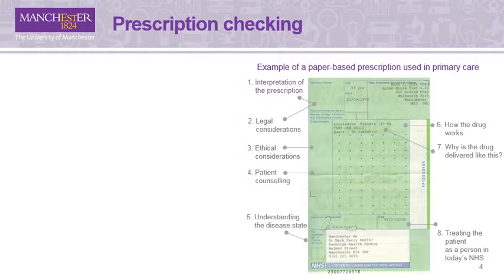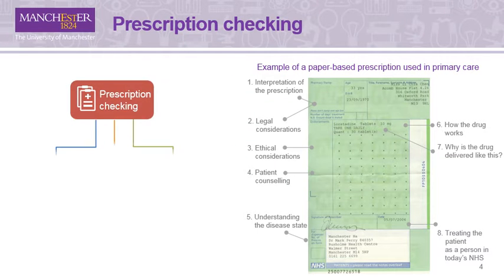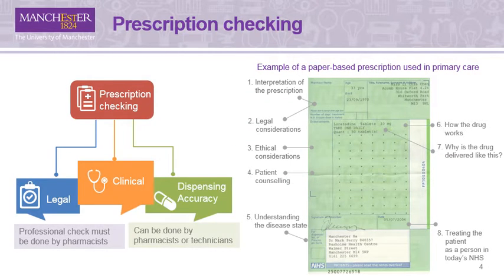In the UK, there are 3 elements within prescription checking. These are the legal checks, the clinical checks, and dispensing accuracy checks. The legal and clinical aspects are the professional checks that must be done by qualified pharmacists, whilst the accuracy check can be done by both the pharmacists and technicians.